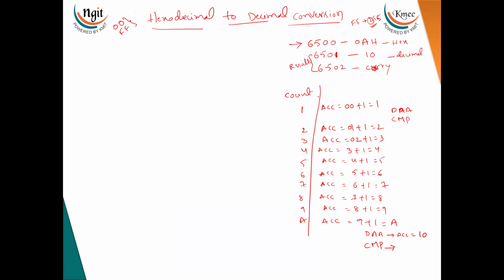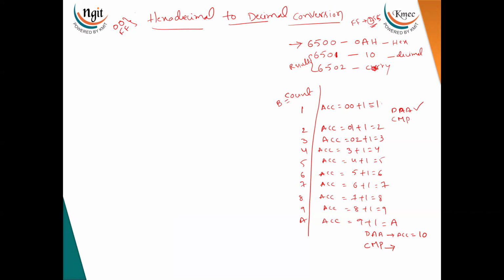Now how to do that? Again the same procedure. I am initializing the accumulator with 0 and every time I am adding 1. Initially, when I add 1, the result is 1. That time I am using a counter; here also I am using B as the counter register. So I am counting here. First time count, and after that this value should be converted into a decimal value by using the DA instruction. And also we need to compare.